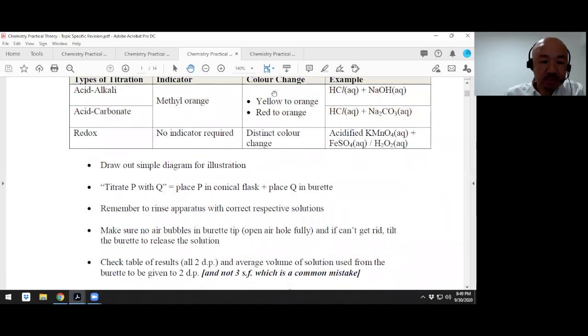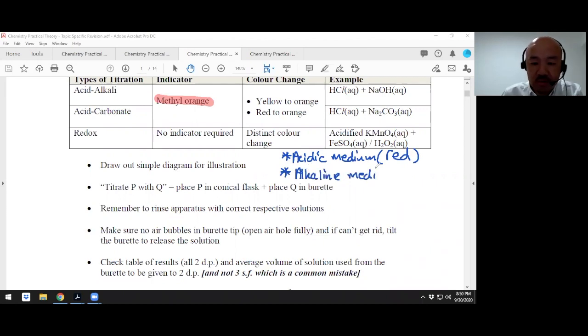Methyl orange itself, let me use a color here. Okay, indicator. What happens is when it's in acidic medium, it is red in color. When it's in an alkaline medium, meaning solution or environment, it is yellow in color. Okay, yellow in color.